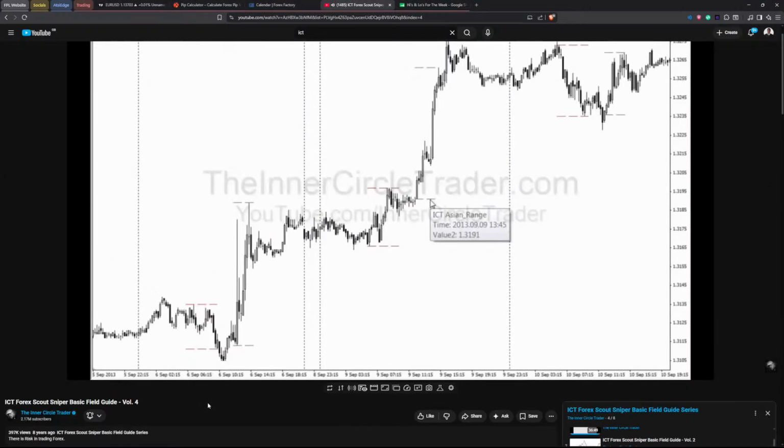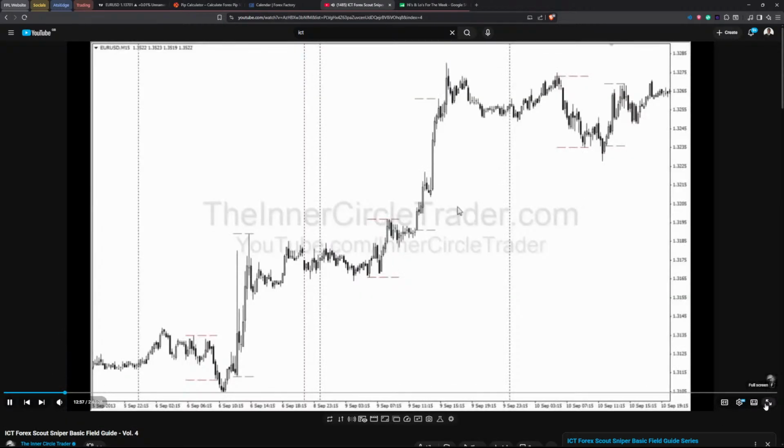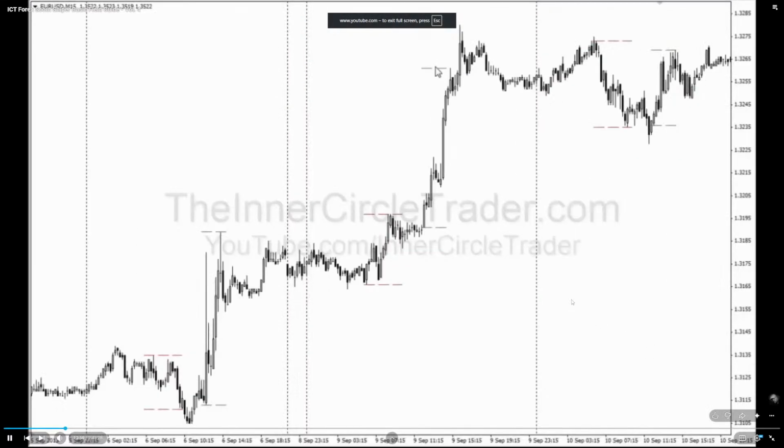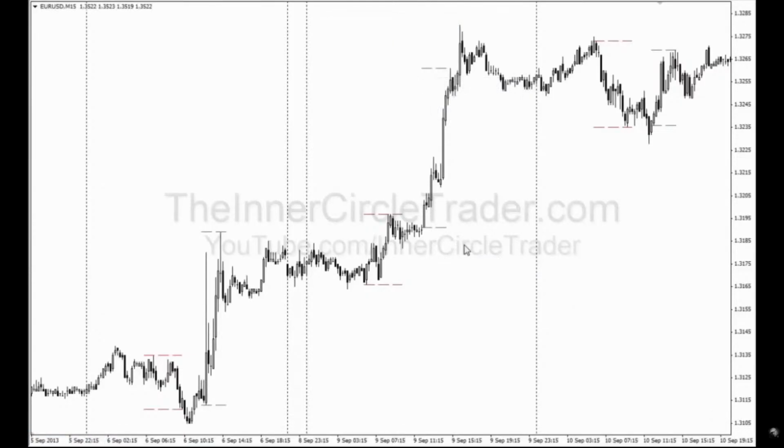ICT Asian range. It's multi-use. It's my Asian range barriers like we're seeing here, the upper and lower for New York. All I did was change the time parameters to encapsulate the specific New York and London sessions. Okay, so if I hover over and you see these little boxes popping up and you're wondering what it's saying, don't be confused. It's simply because I'm using the indicator itself that I named.